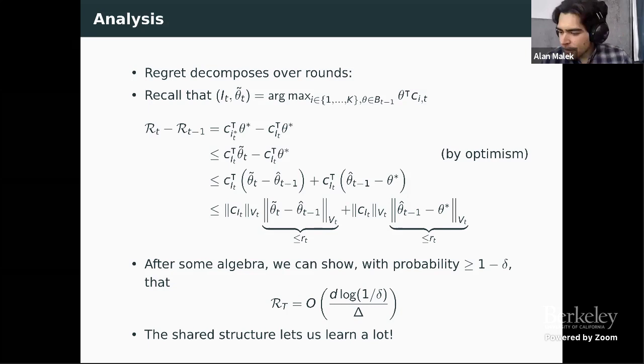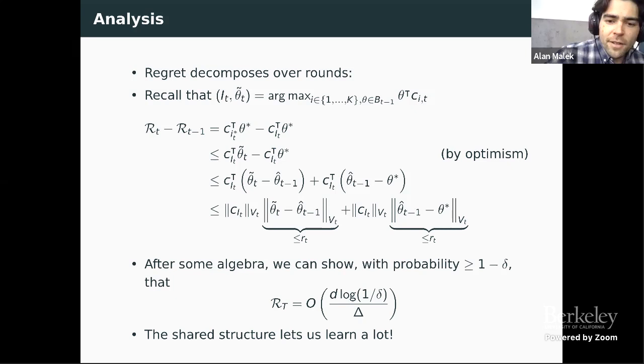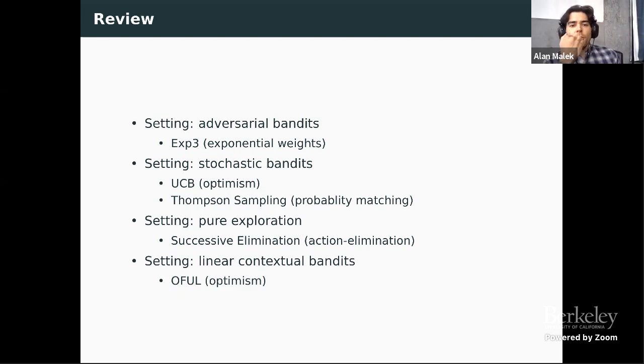So I somehow am pretty much exactly on time. And here's my last slide, the review. So what have we looked at so far? Well, we looked at four different settings of bandits, and we've looked at at least one algorithm to solve each setting.